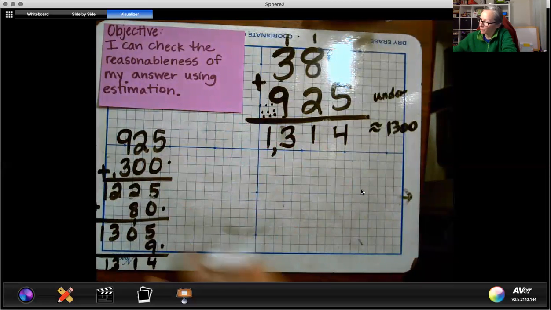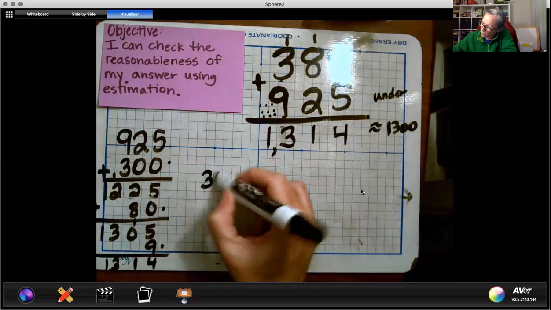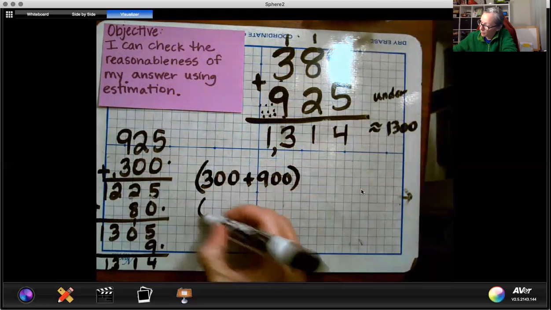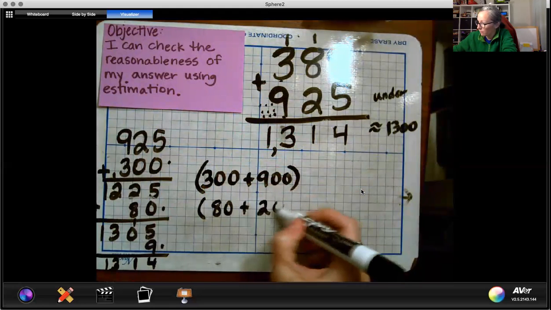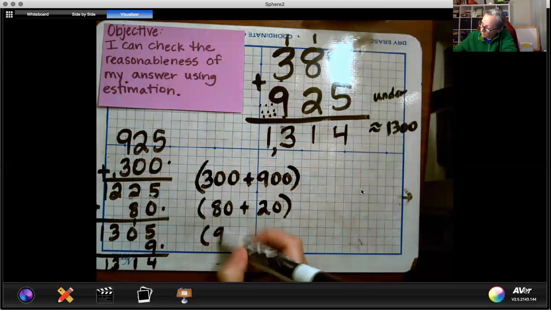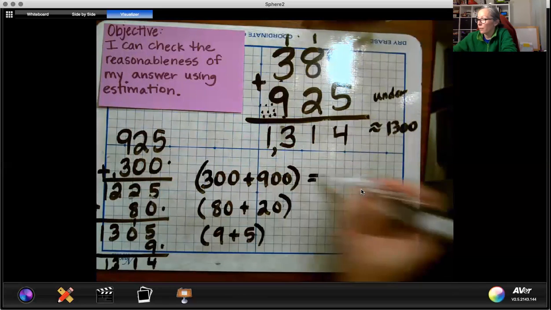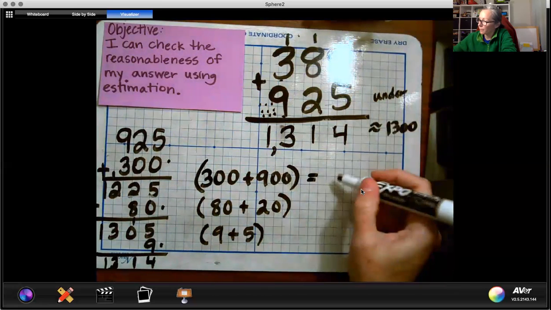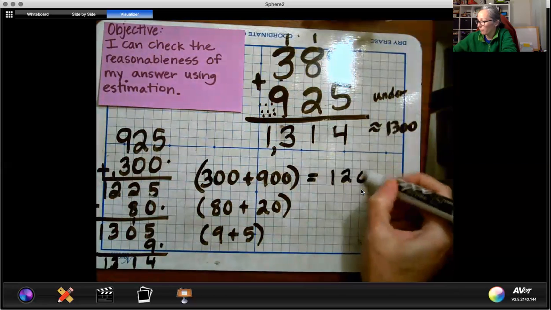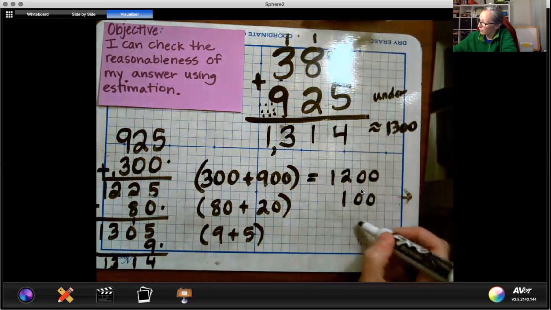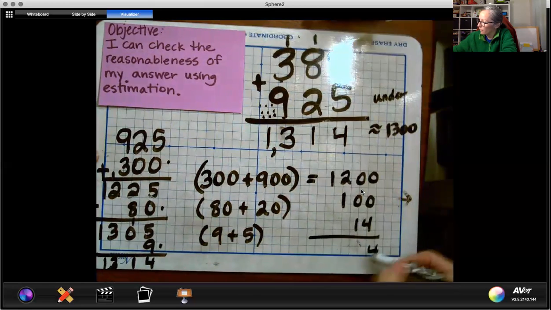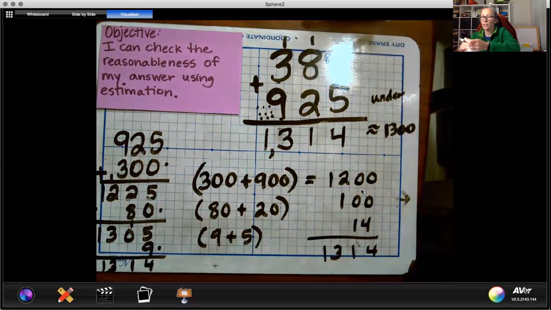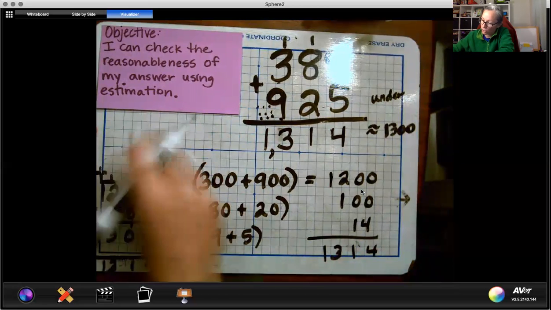Okay, some kids also like to do 300 plus 900, 80 plus 20, 9 plus 5. So they took the expanded form of each number and added them up by their place values that way. And that way would work as well. That way might actually have been the easiest for me looking at these choices. Okay, so this is how you would do addition.